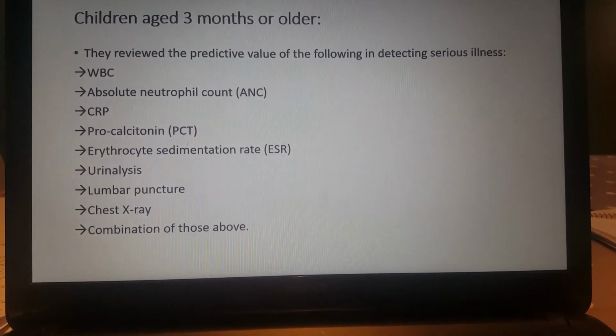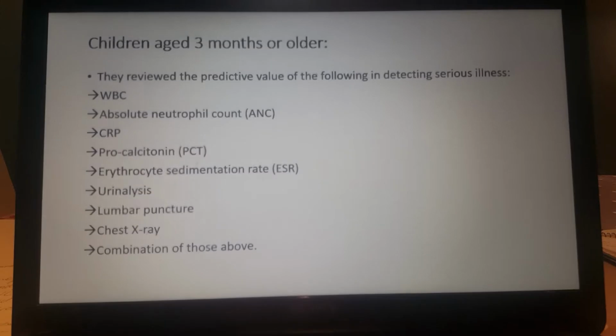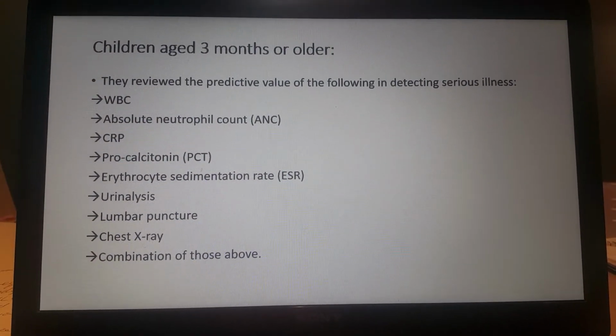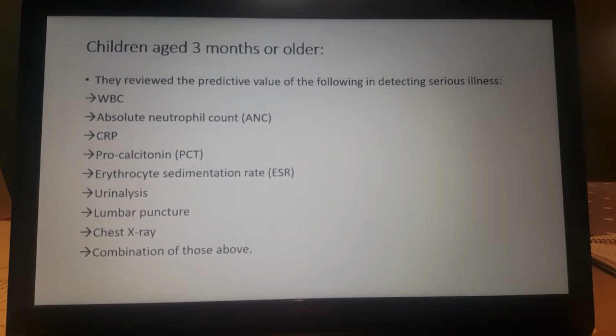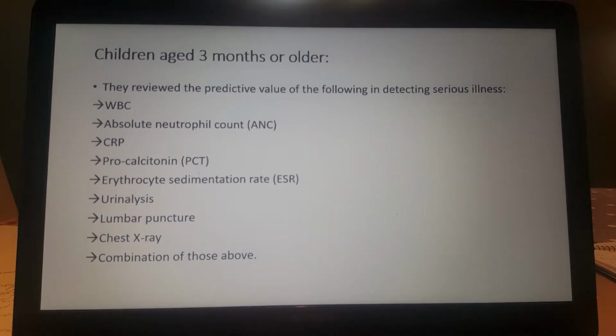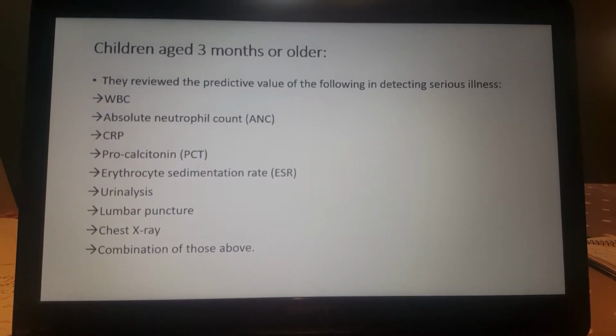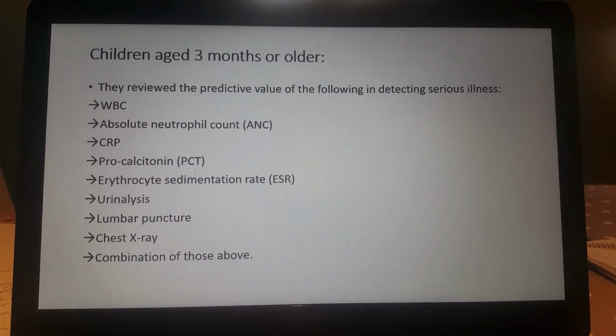So the NICE team then looked specifically at children aged 3 months or older, and they reviewed the predictive value of specific tests in detecting serious illness. So they looked at white cell count, absolute neutrophil count, CRP, procalcitonin, ESR, urinalysis, lumbar puncture, chest x-ray, and then a combination of those.